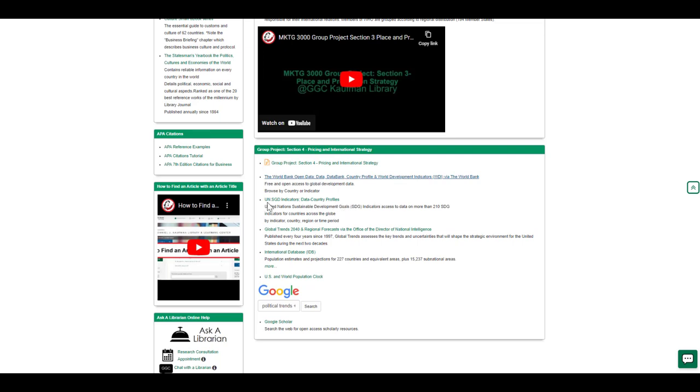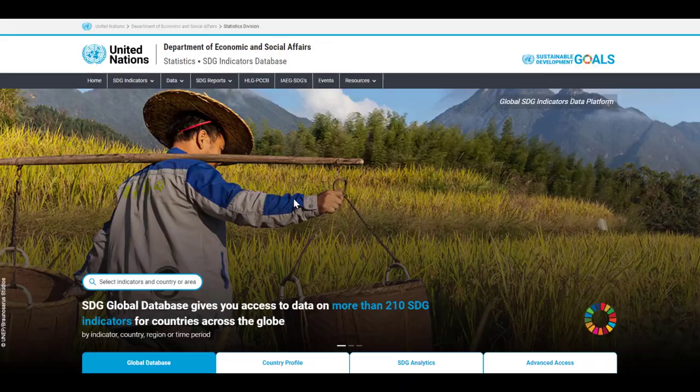So the next one is the United Nations Sustainable Development Goals. They came up with all these Sustainable Development Goals, and these are really important because in our global economy, we want to look at these SDGs. A lot of times this will influence your political environment and your economic environment. So I want to go look at these. Again, you can look at indicators by country, region, or time period. Let's go look at this real quickly and explore this site.